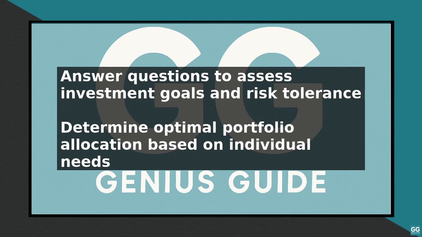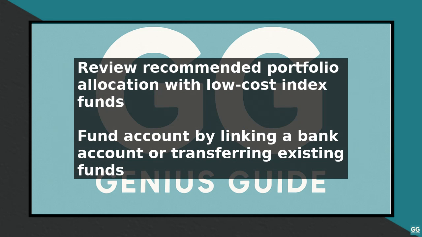while minimizing risk. After reviewing your recommended portfolio allocation, you will need to fund your account by linking a bank account or transferring funds from an existing investment account. You can fund your account with as little as $500. And you can set up automatic transfers to add funds to your account on a regular basis.